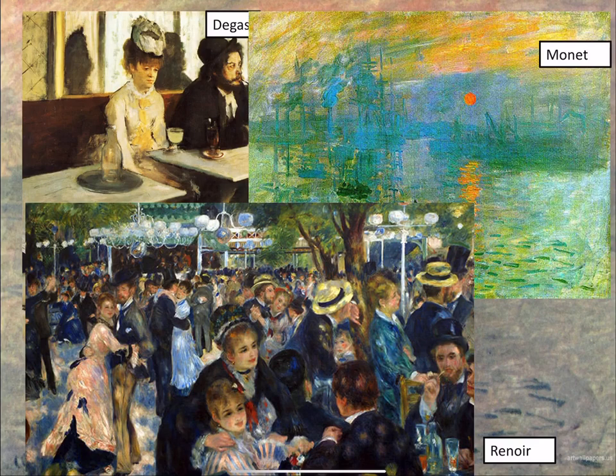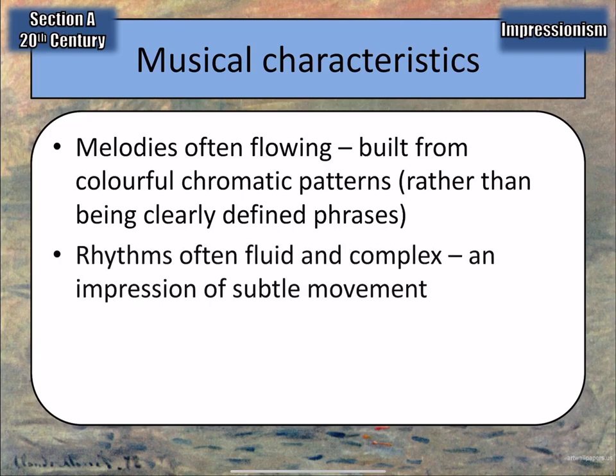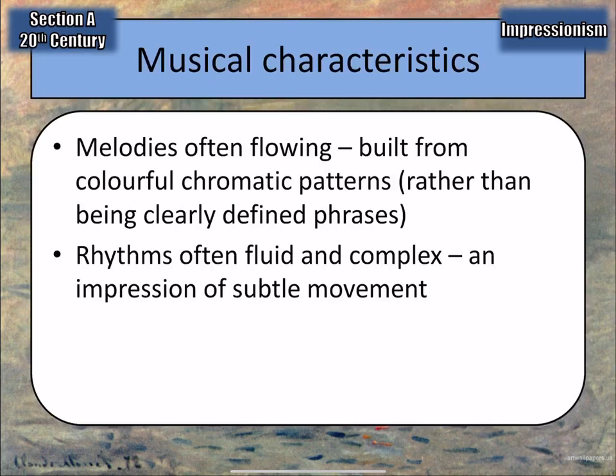But similarly, in the music, there are musical devices which are used to create these similar effects. The melodies are often quite long and quite flowing, and actually relatively chromatic as well, rather than being in clean, balanced phrases. Rhythms equally are quite fluid and complex to give the feeling of movement. So, for example, water is a theme that comes up a lot in Impressionism.